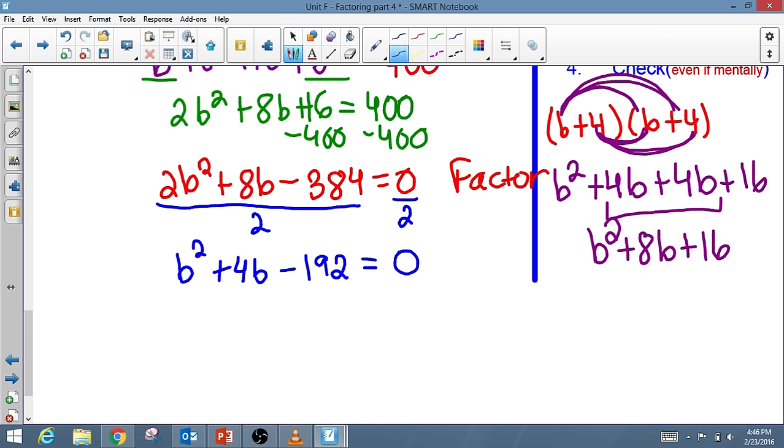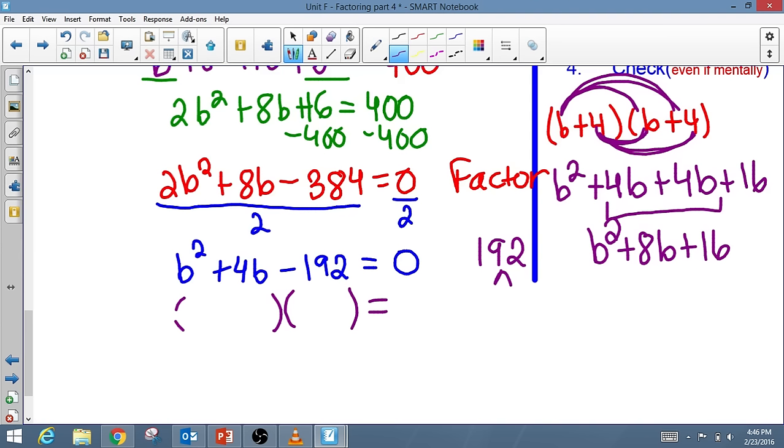To factor this, we know we want to break it down into 2 sets of parentheses. We're going to need factors of 192 that multiply to 192 and add or subtract to 4. So this is a larger number. You would use your calculator. I have some factors here. Take a moment and try to figure it out for yourself.